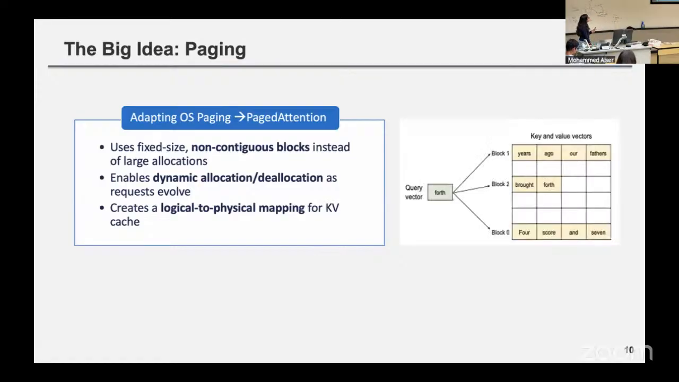Here in the diagram, you can see that you have a sentence, but it is not stored sequentially. It is stored in non-contiguous blocks. "Seven years ago, our fathers brought forth." It is divided into multiple blocks and stored. Even though it is not contiguous physically, when you look at it in logical sequence, it is a continuous allocation. So we use a block table to map between the logical and physical sequences.